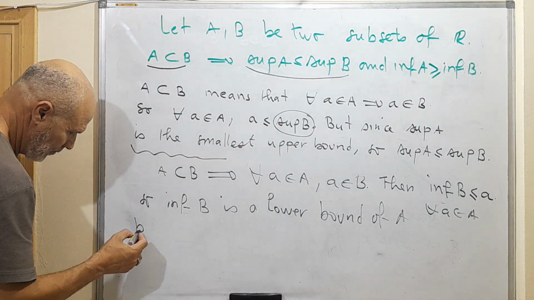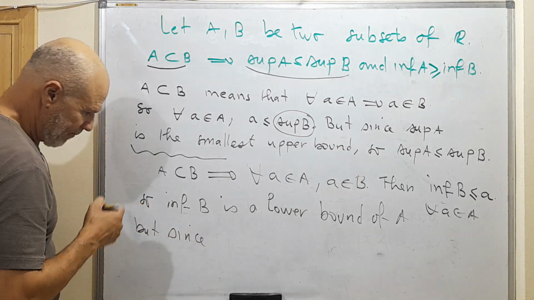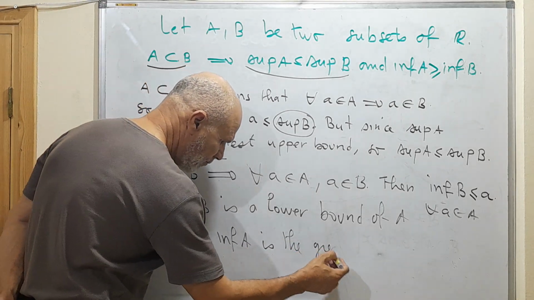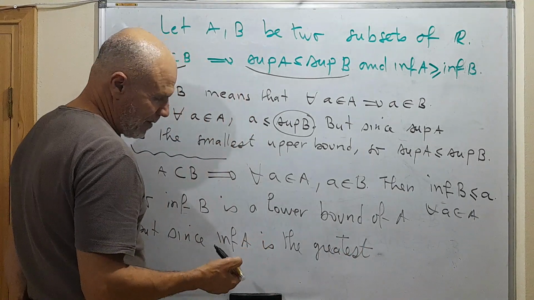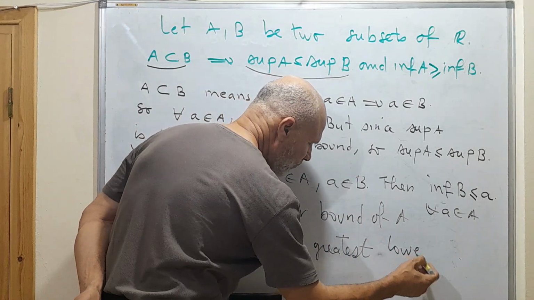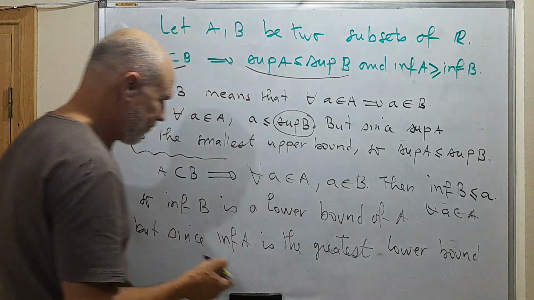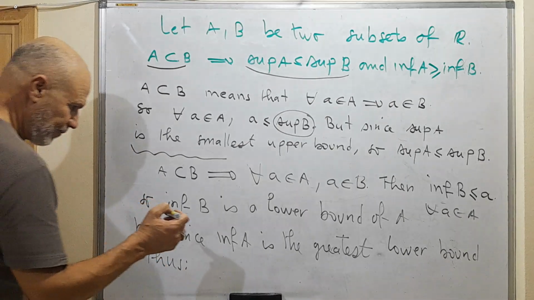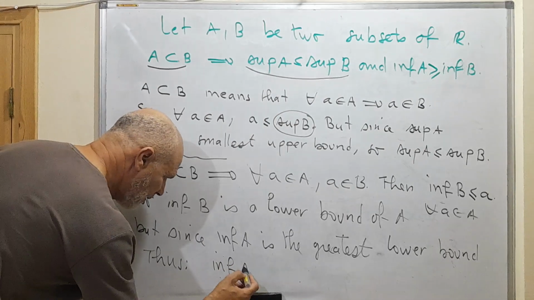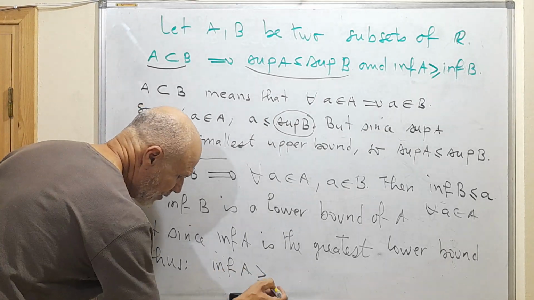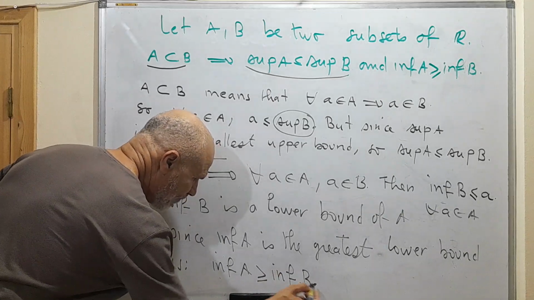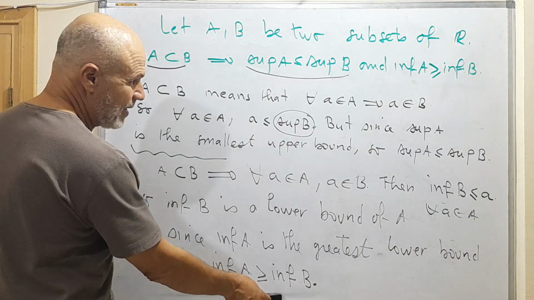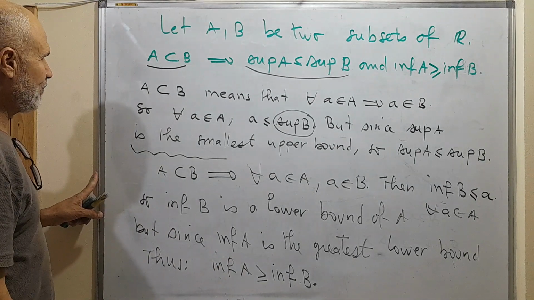but since the infimum of A is the greatest lower bound, thus the infimum of A is the greatest one, so this is greater than or equal to the infimum of B. This is the proof in a very simple way.